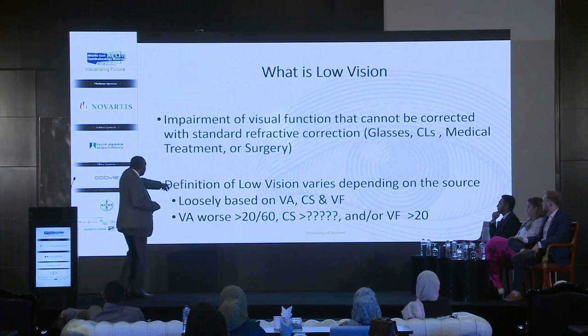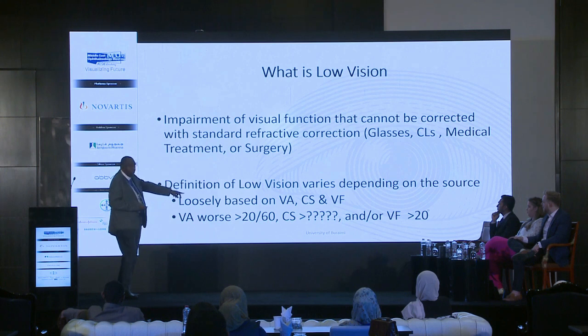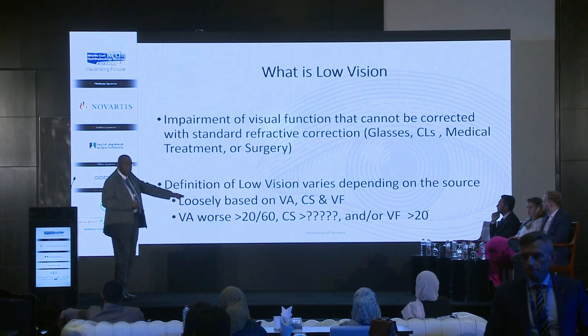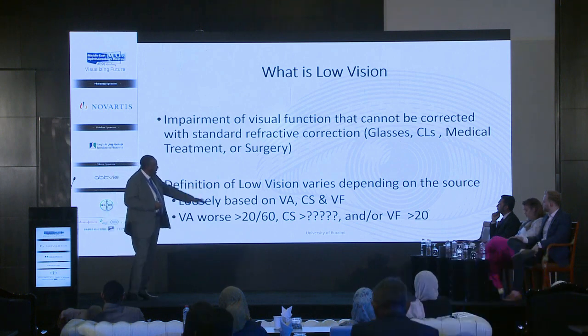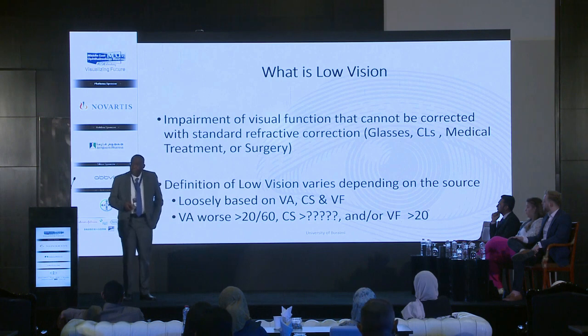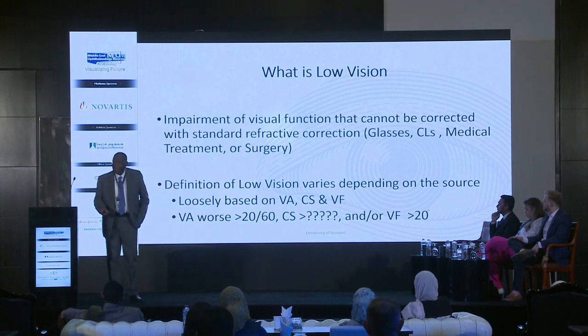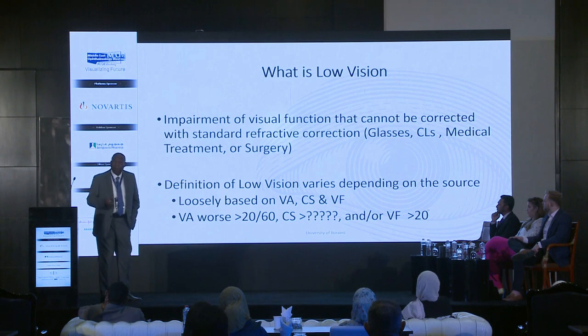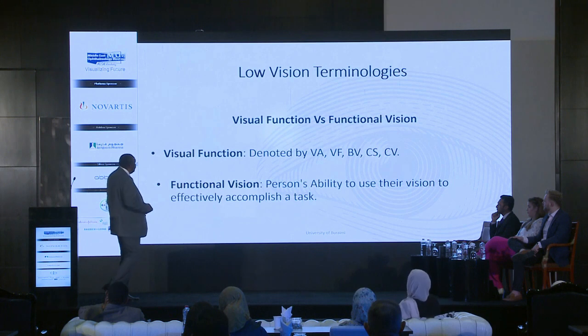As I said here, the definition of low vision varies depending on the source, loosely based on visual acuity, contrast sensitivity, and visual field. Visual acuity, we know, worse than 20 over 60, and contrast sensitivity 25% reduction, and or visual field 20 degrees, where some people are saying 10. So which one do you consider in that particular country? That's the idea, because now we are coming from different countries with different regulations and different laws.